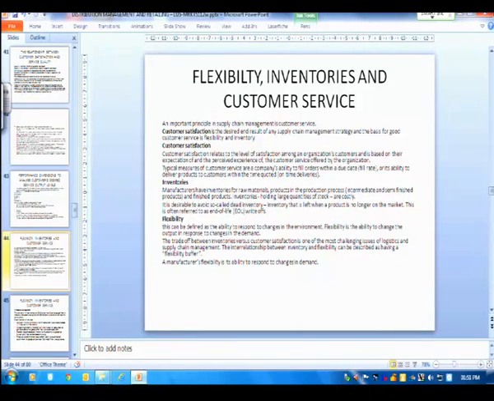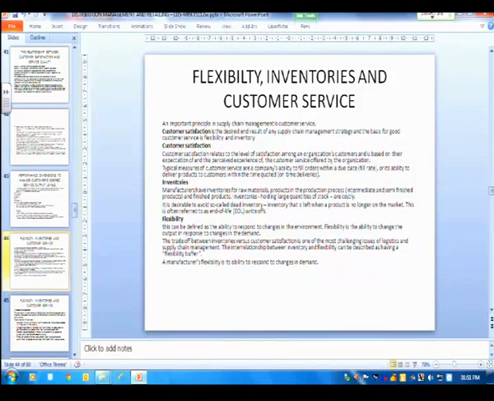Let's look at flexibility, inventories, and customer service. An important principle in supply chain management is customer service. Customer satisfaction is the desired end result of any supply chain management strategy. And the basis for good customer service is flexibility and inventory.